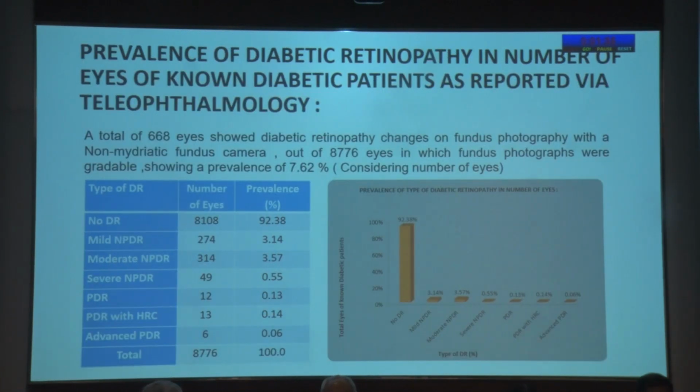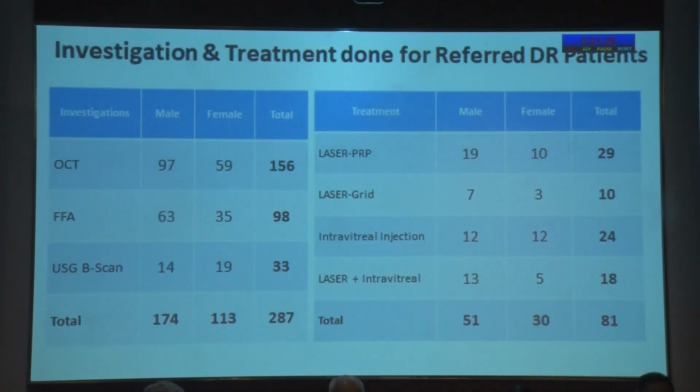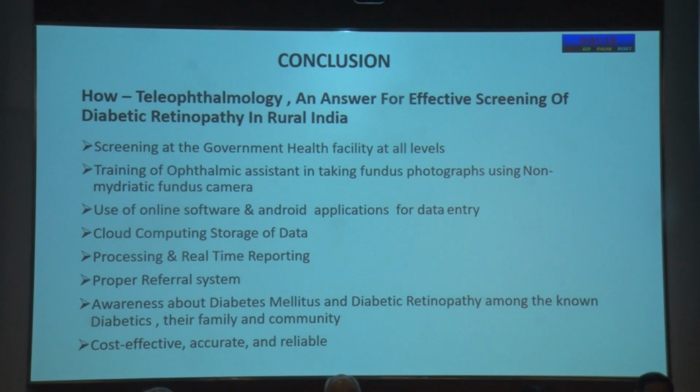Of the total 5,004 patients, 375 had diabetic retinopathy changes, with a prevalence rate of 7.62%. Of these, 287 patients were further investigated, and about 81 patients were treated with laser, PRP, laser grid, macular grid, intravitreal injection, or both. Now, how did teleophthalmology in this particular study prove to be a very good answer for effective screening of diabetic retinopathy in rural parts of India?